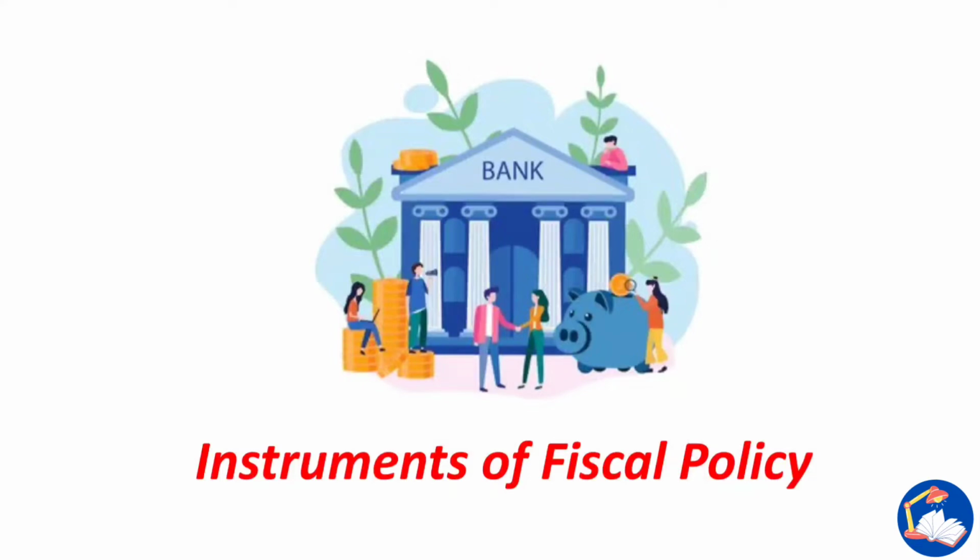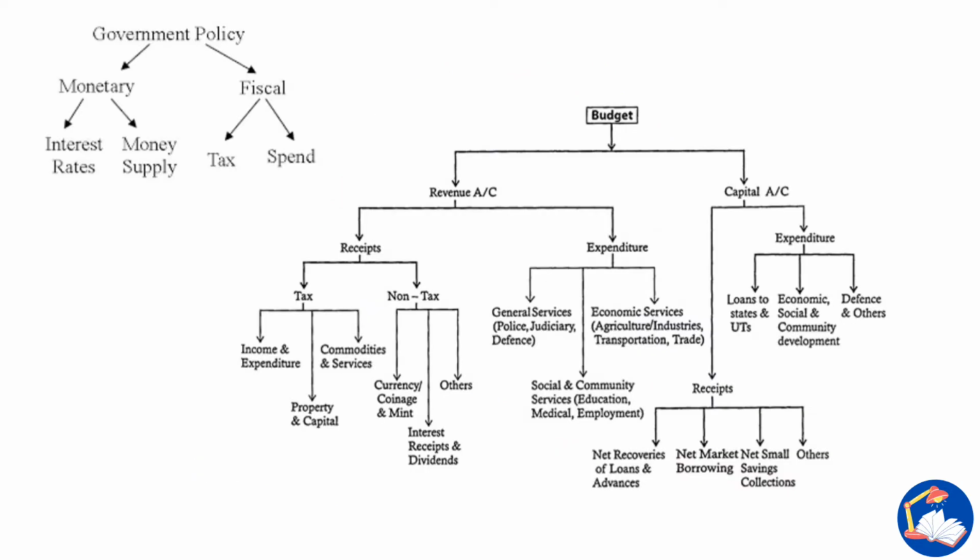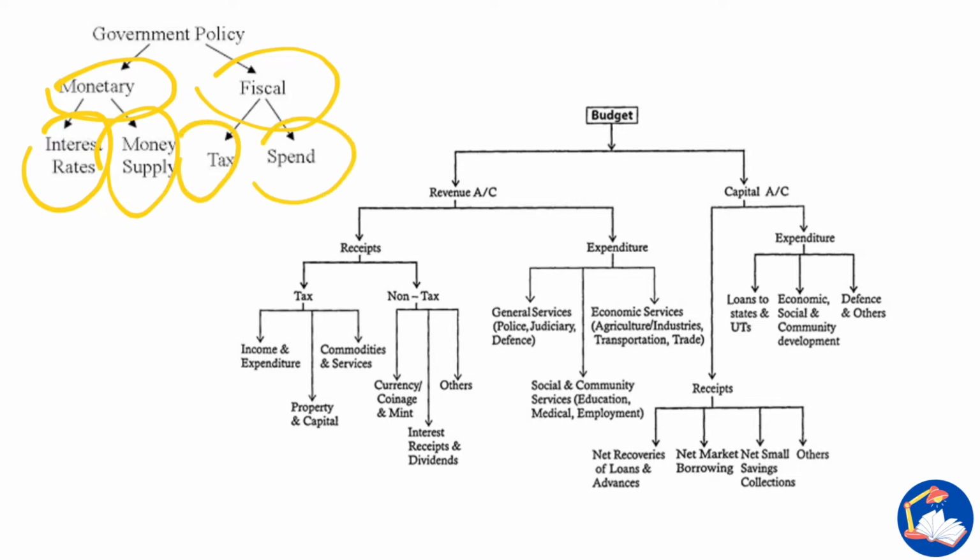Hi guys, so in today's lecture, we'll be looking at the instruments of fiscal policy. We know that in a government policy, there are monetary policies and fiscal policies. Under monetary policies, there are interest rates and money supply, and under fiscal we have tax and expenditure. So in a budget, we need to know this division, what all comes under budget, and all these subsections in order to understand the coming part of the video. And also we'll be doing a session on budget also.